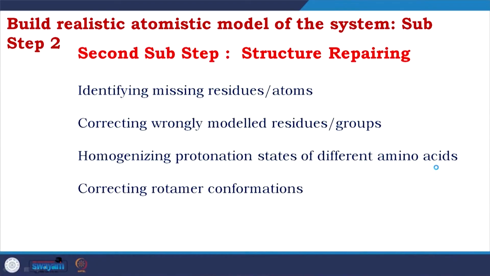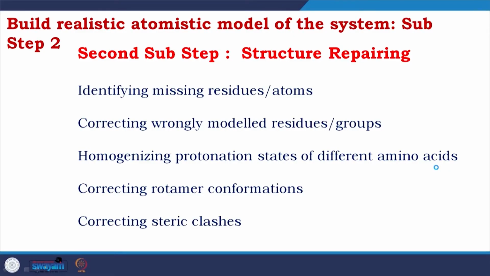So, you have to take care of that. You have to correct the rotamer conformations. Unfortunately, in crystallographic structures there are multiple rotamers, but in the representative PDB structure going for simulation you have to provide only one conformation. So, you have to take care of that. Definitely you have to take care of the steric clashes, because if there are steric clashes, your program will not run.